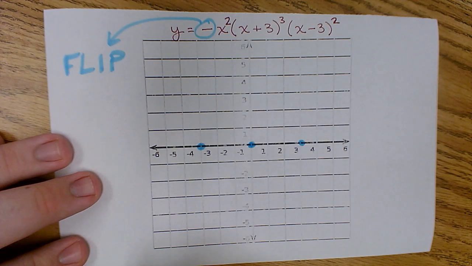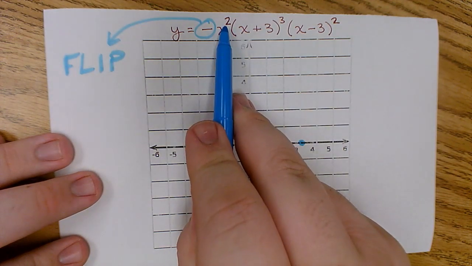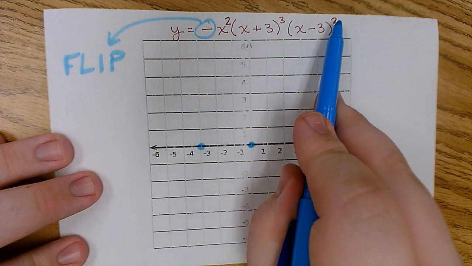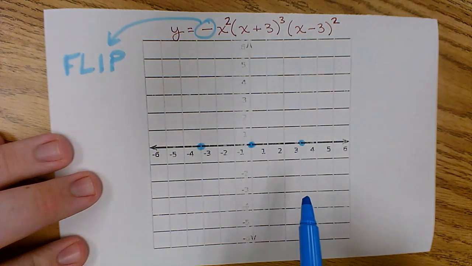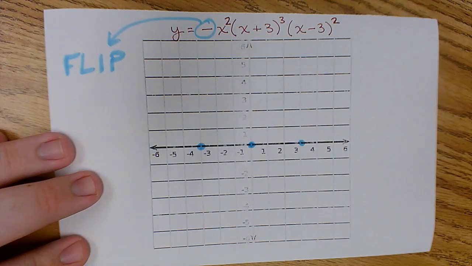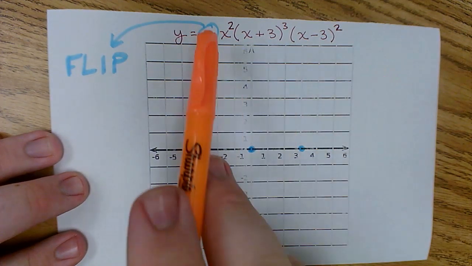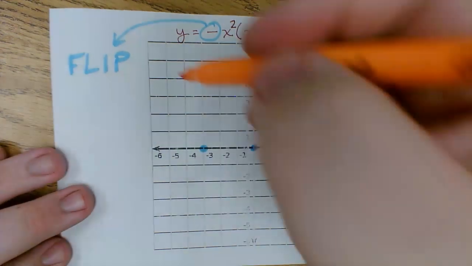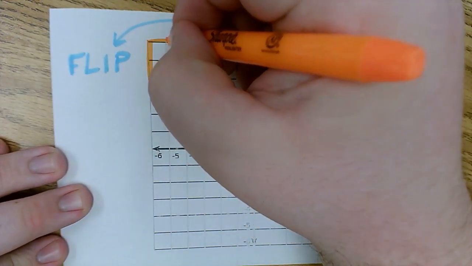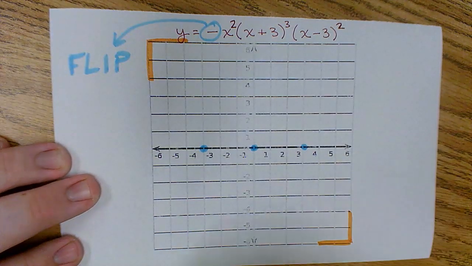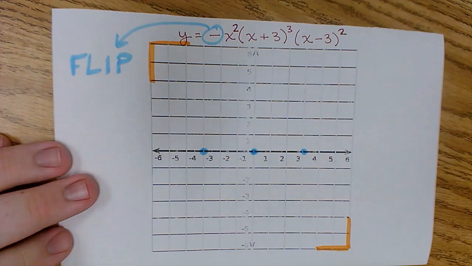Now, counting up my exponents, this is a 2, 3, 4, 5, 6, 7. This is a degree 7 polynomial. 7 is an odd number, so I'd normally say start low and end high. Because this is negative, I'm going to start high and end low.